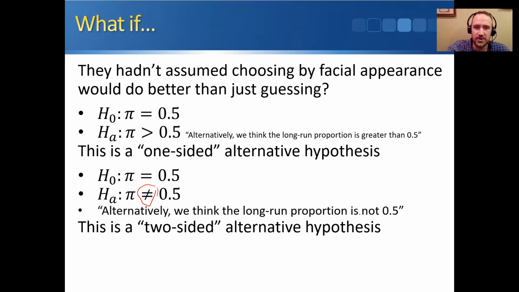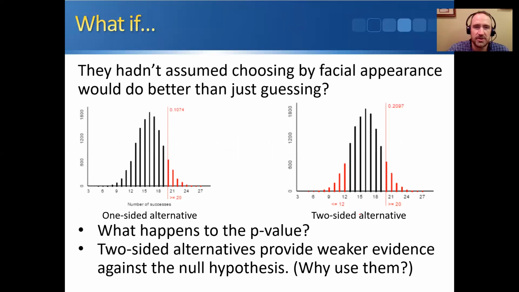What happens to our strength of evidence in those scenarios? So the left is the one-sided alternative, and you can see why it's called one-sided. Only one side is shaded in red here, whereas the two-sided alternative has two sides shaded in red. Here on the left, we assume that everything is going to turn out higher than 50%. On the right, we said, well, we don't know. It might be higher or it might be lower. So we include evidence both higher and lower with the two-sided alternative.